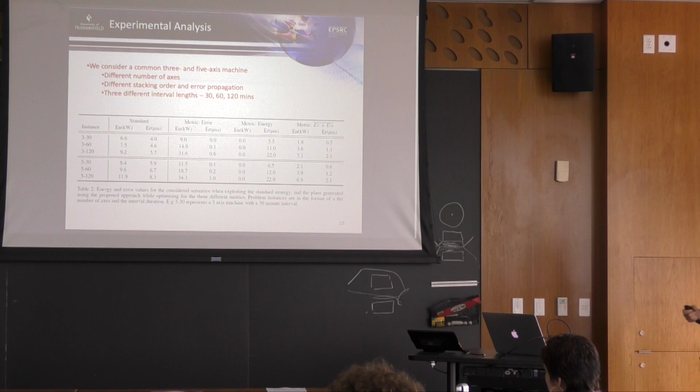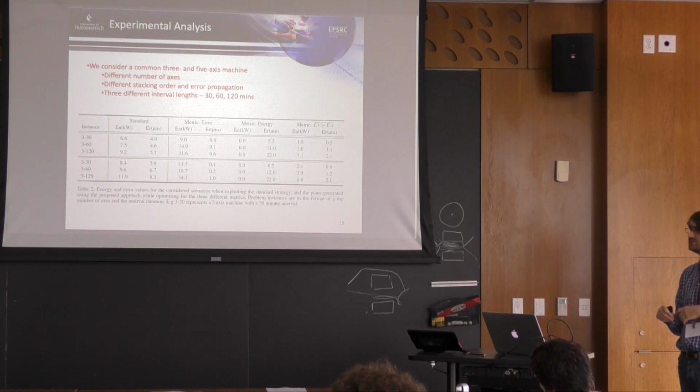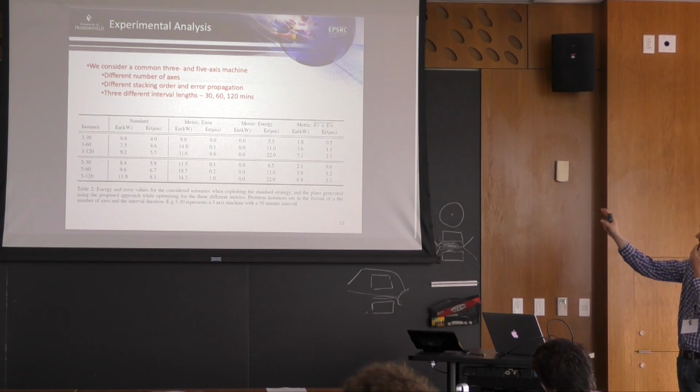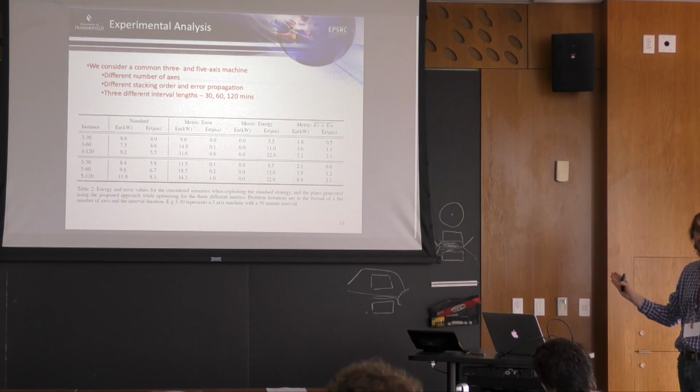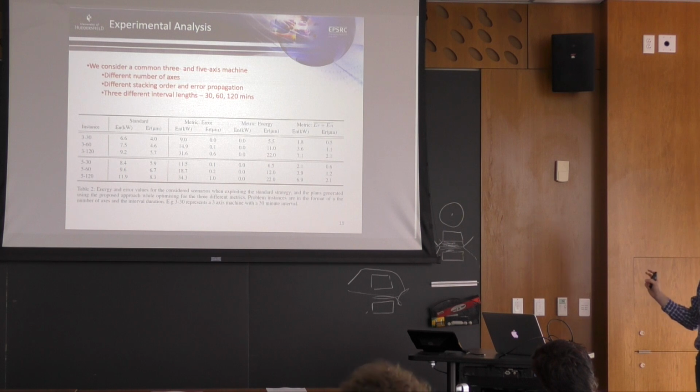So just some quick results, as we're out of time. For the paper, we had 2 machine configurations, a 3-axis and a 5-axis, and we considered some different durations: 30 minutes, 60 minutes, 120 minutes. What you can see on the right is the standard, which is just the machine operator doing what they normally do, which in some instances is nothing. Then there are the 3 different metrics on the side: energy, error energy and the standard deviation.